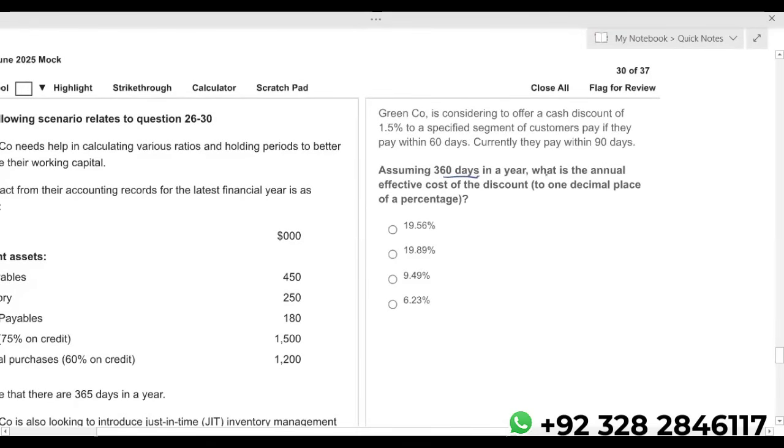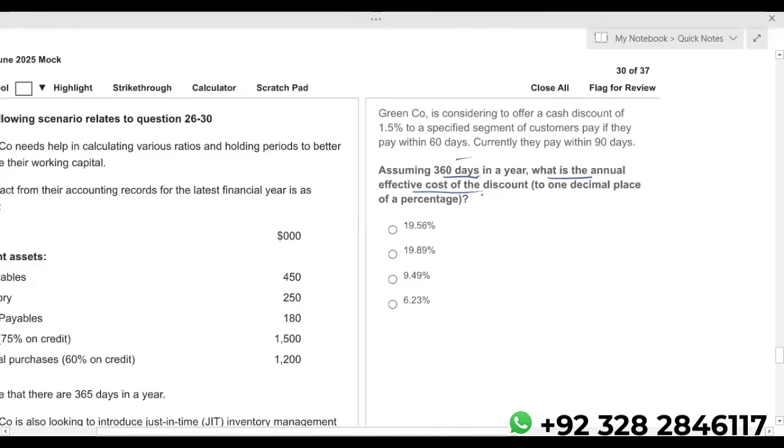Assuming 360 days in a year, what is the annual effective cost of the discount? I love such questions. I deeply love such questions where maths is involved. Assuming 360 days in a year, what is the annual effective rate of the discount to one decimal place of a percentage?